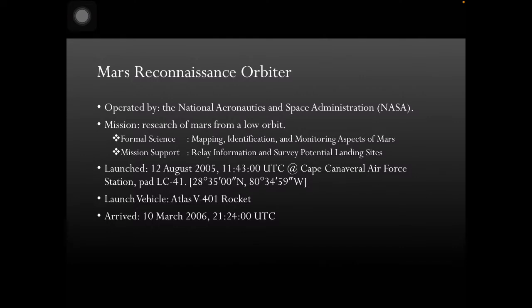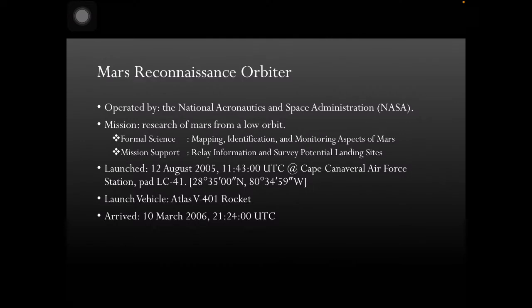Its mission is mainly to research Mars from a low orbit, and it has two categories: formal science, which does mapping, identification, and monitoring aspects of Mars, such as rocks, layers, minerals, and also the atmosphere itself. And also it has mission support, which relays information from ground missions to Earth and also surveys potential landing sites for future ground missions.